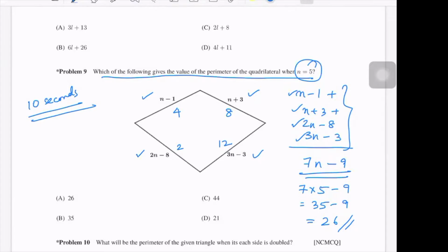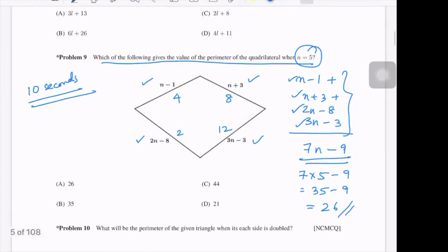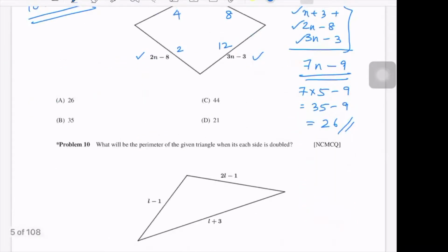Got it? Yeah. Is this fine so far? Fine? So far it's fine, right?